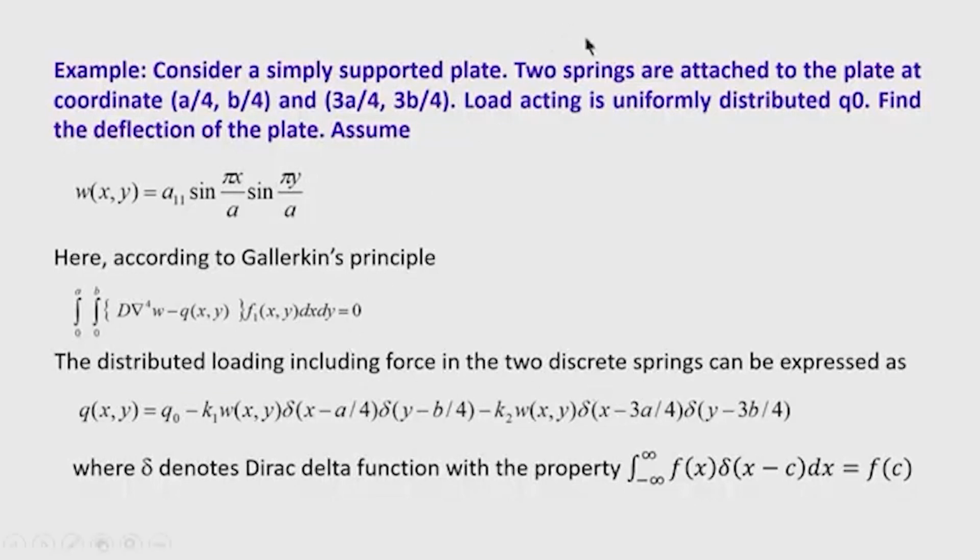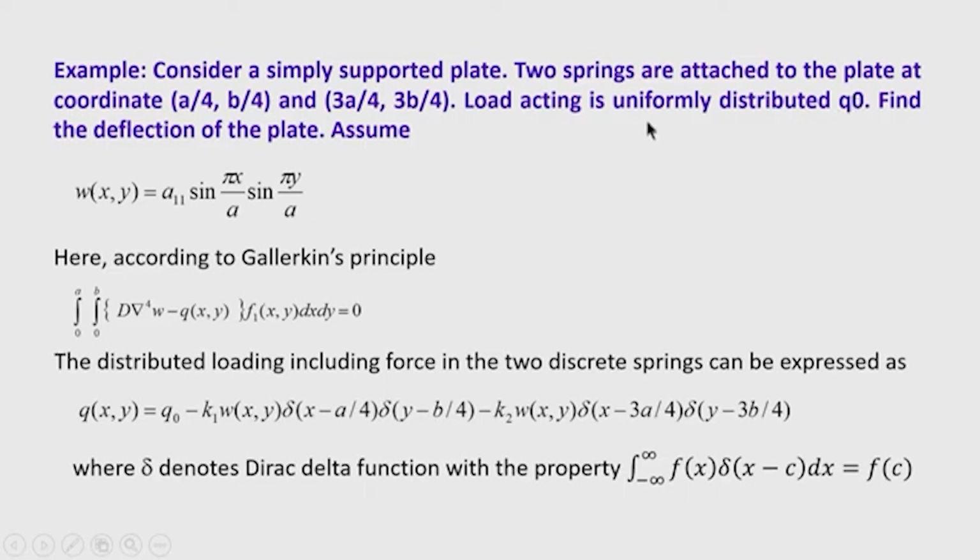Consider a simply supported plate. Simply supported plate means here that all the 4 edges are simply supported. Okay. Rectangular plate. The length is a and the breadth is b. Length is in the x direction and breadth is in the y direction. Now, the plate is subjected to uniformly distributed load q naught. Okay. Load acting on the plate is uniformly distributed q naught.